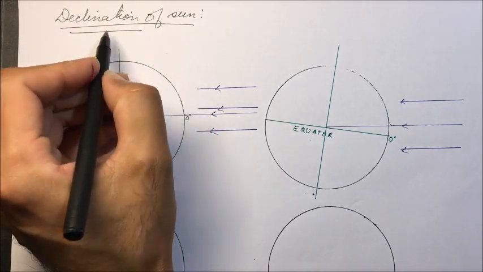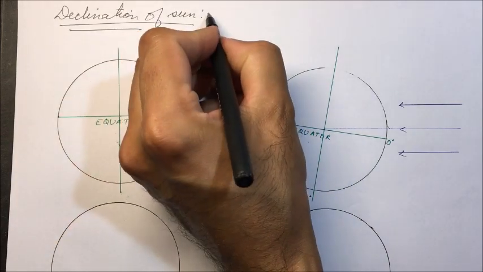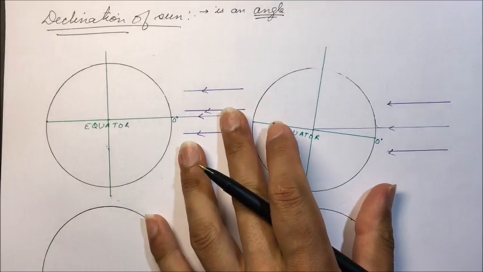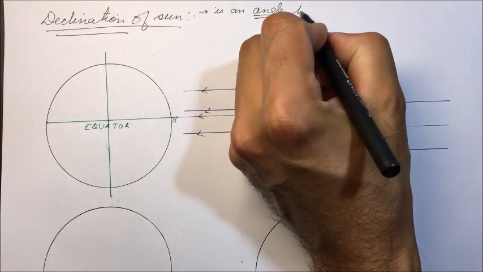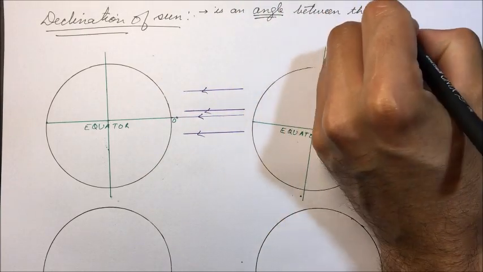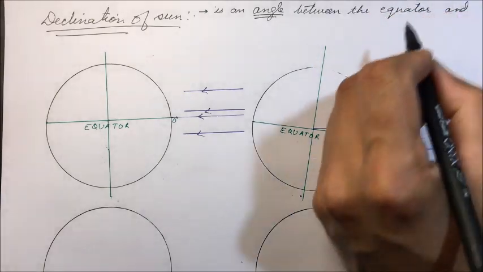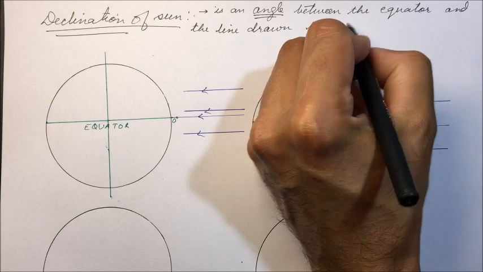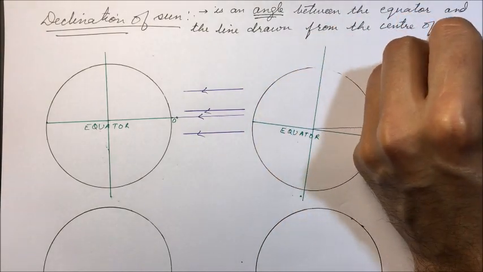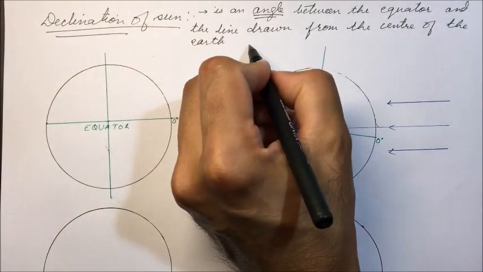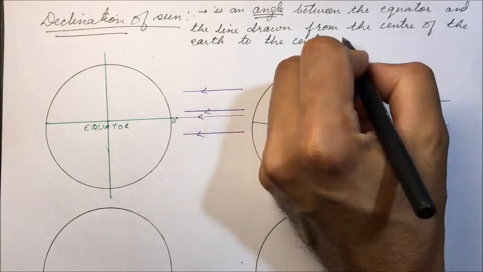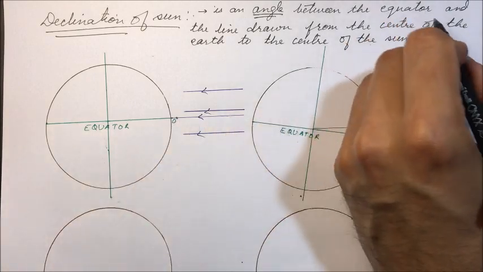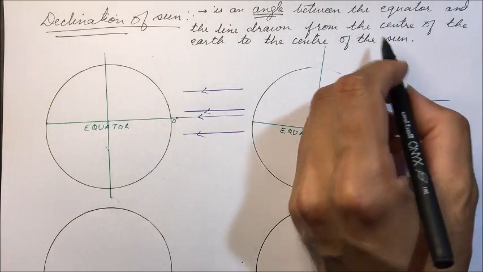So now we will be discussing declination of the sun. Declination of the sun, if we define it, its definition is the angle between the equator and the line drawn from the center of the earth to the center of the sun.